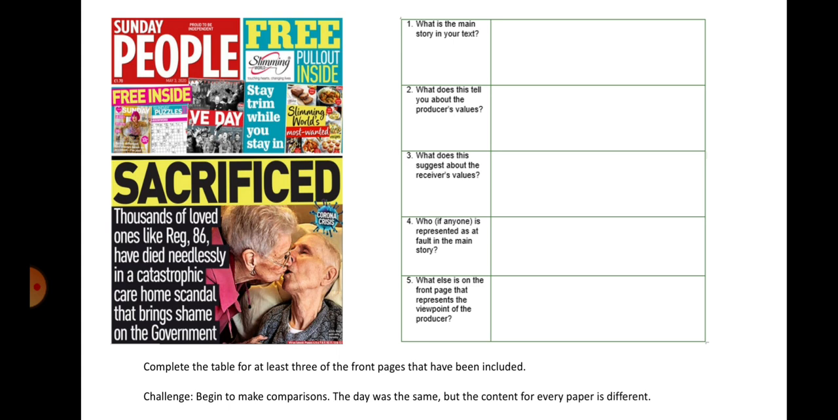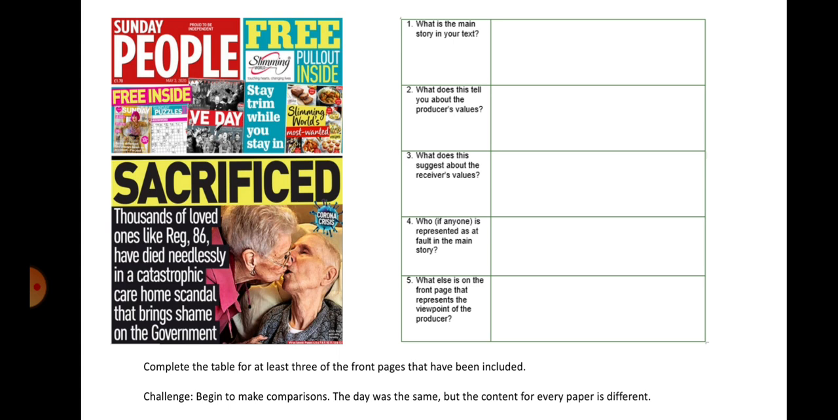So I thought I'd go through the Sunday People one very quickly first, and then I'm going to ask you to complete the table for 3 other ones that have been included. The main story here is quite straightforward. The coronavirus crisis is happening, and the Sunday People look at the scandals in care homes. The idea that care homes aren't maybe getting as much support, or not getting the PPE or the things that they need to save people. So that is your main story.